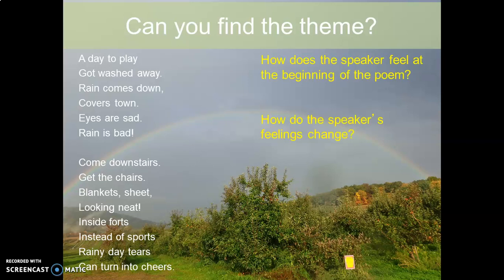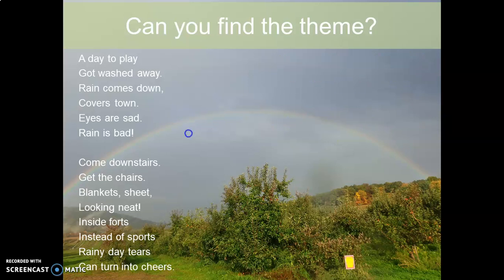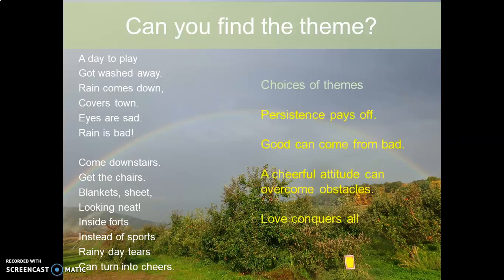How does this speaker feel at the beginning of the poem? And how do the speaker's feelings change? Well, at first you can see that the speaker seemed upset. The eyes were sad, rain is bad. But then they took out the blankets and the sheets and the forts, and instead of being sad, it turned into something fun.